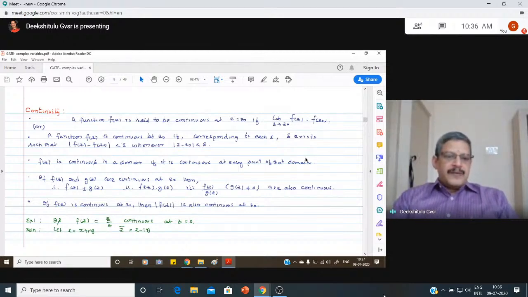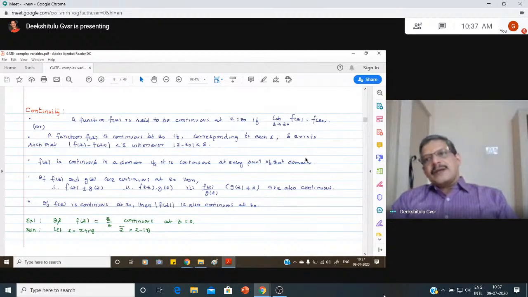And if f and g are continuous at z naught, then f plus or minus g, f into g, f by g (g naught not equal to 0) are also continuous functions. If f of z is continuous at z naught, then so is modulus of f of z.